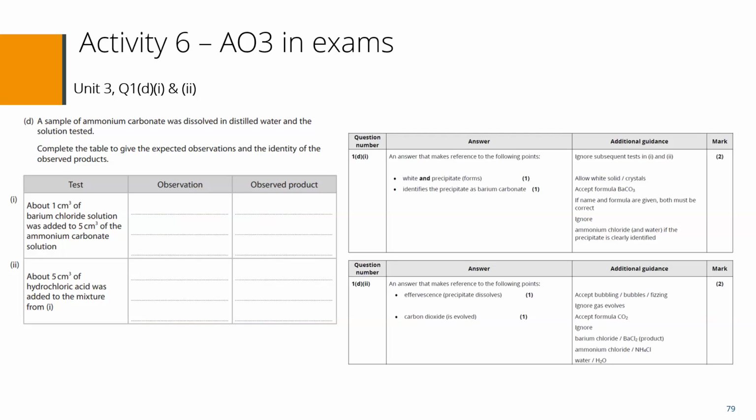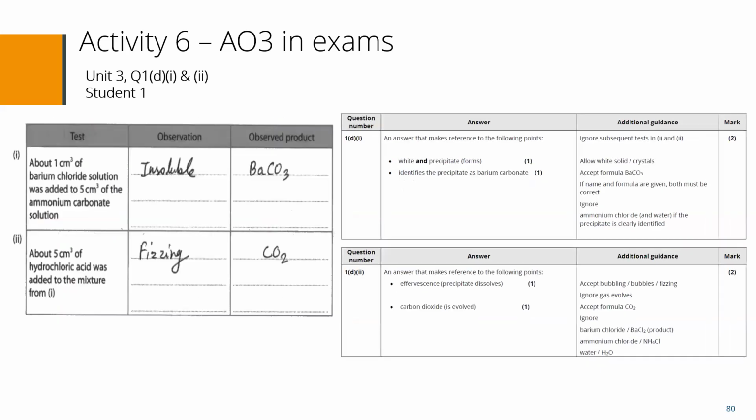Just ignore those, okay? And for part 2 about the hydrochloric acid test, effervescence, allow bubbling, bubbles or fizzing. Ignore gas evolved because, of course, the gas is colourless, you can't see it. And the observed product is carbon dioxide. Accept the formula. Again, if name and formula given, both would have to be correct. I know it doesn't say it, but that would have applied as well. Ignore barium chloride. BaCl2 is the product. Ignore ammonium chloride and ignore water. Okay. Right, so there's your first one.